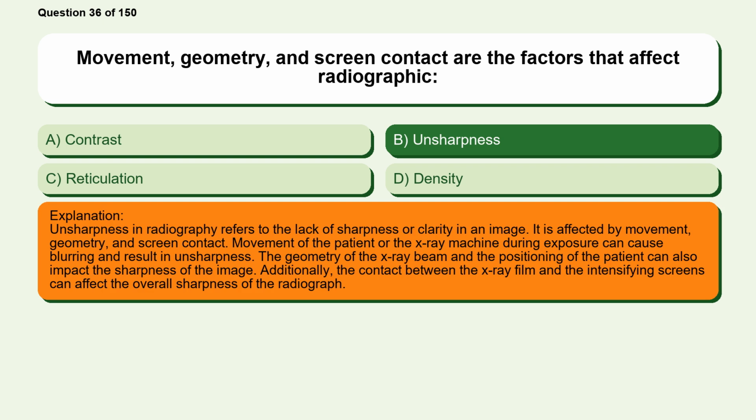Unsharpness in radiography refers to the lack of sharpness or clarity in an image. It is affected by movement, geometry, and screen contact. Movement of the patient or the X-ray machine during exposure can cause blurring and result in unsharpness. The geometry of the X-ray beam and the positioning of the patient can also impact the sharpness of the image. Additionally, the contact between the X-ray film and the intensifying screens can affect the overall sharpness of the radiograph.